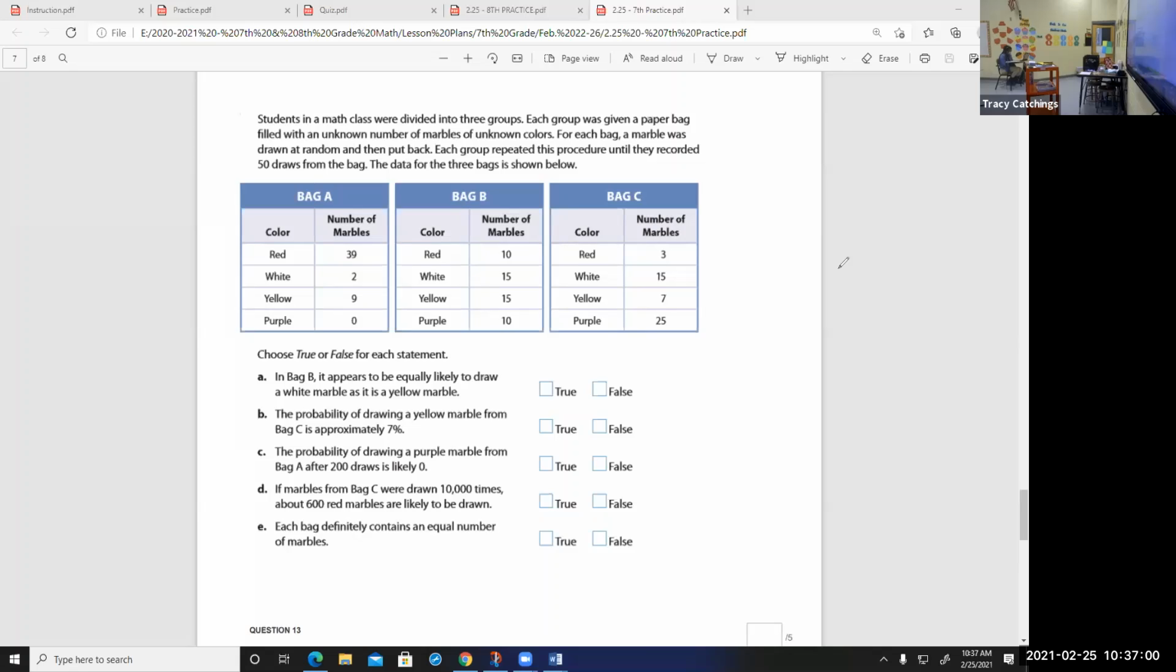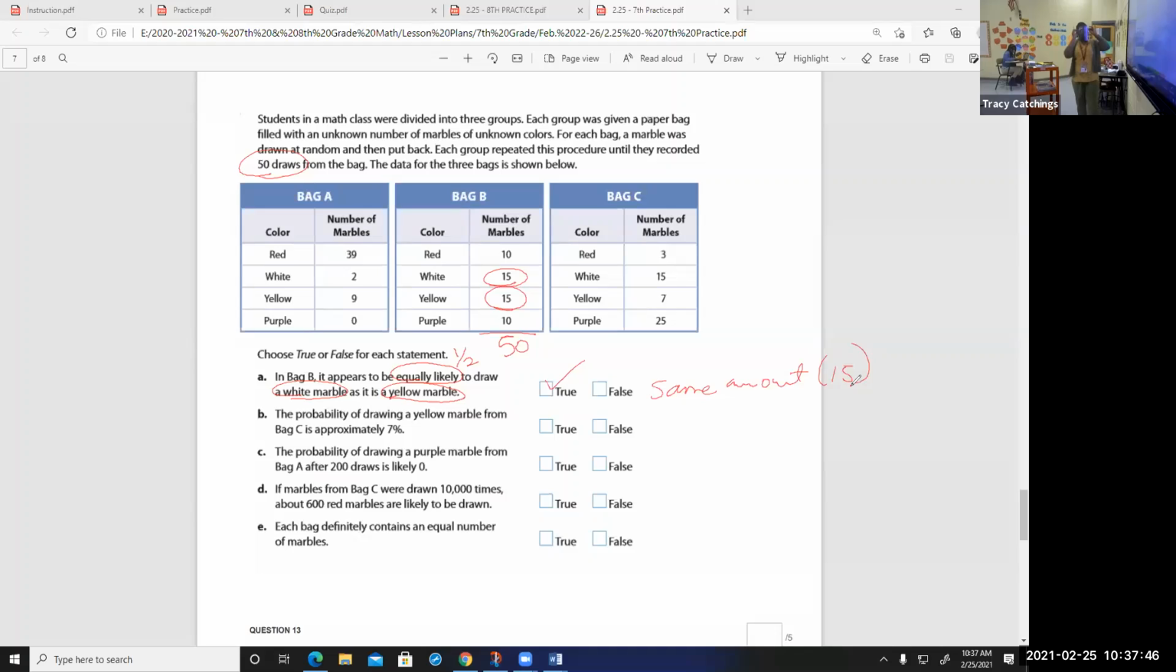A says in bag B, it appears to be equally likely to draw a white marble as it is a yellow marble. What did we say equally likely meant yesterday? Good job. Okay. So let's look at white and let's look at yellow. Go to bag B. And we already know each bag got 50. Is there an equal chance of being white and equal chance of being yellow? Yes, so they got the same number. So I would say same amount.